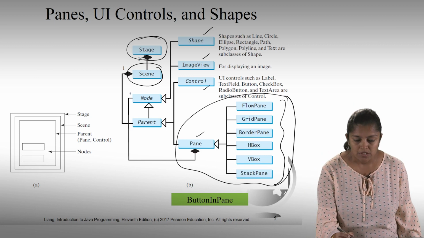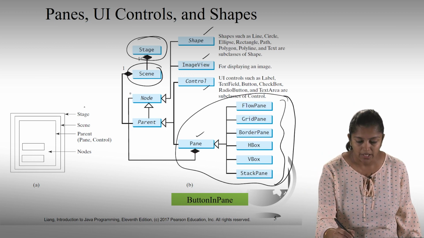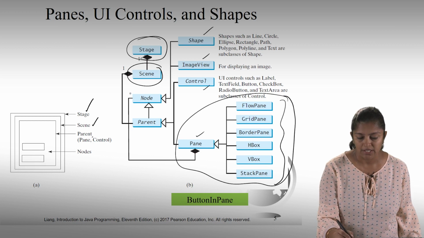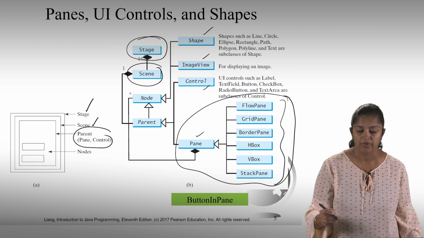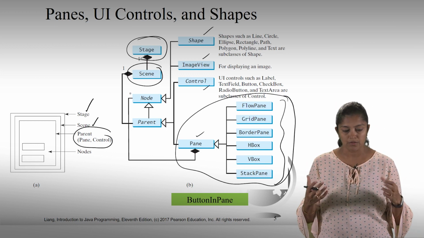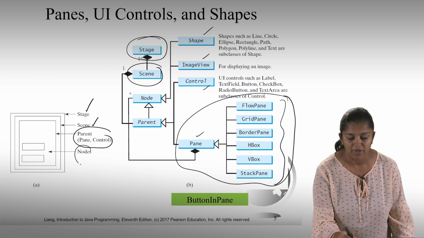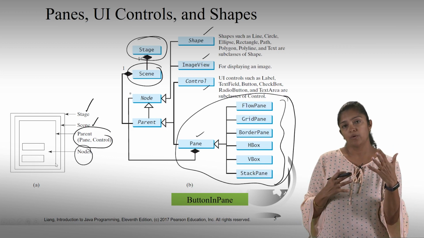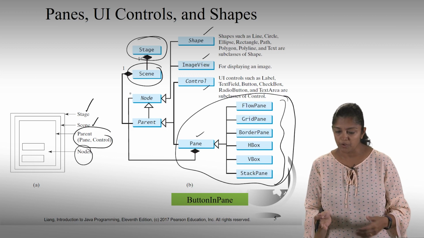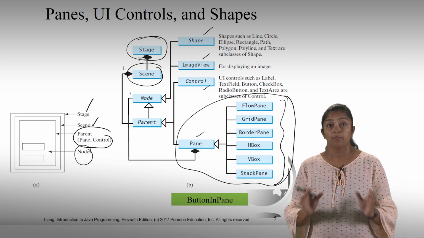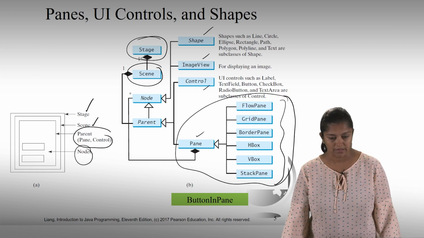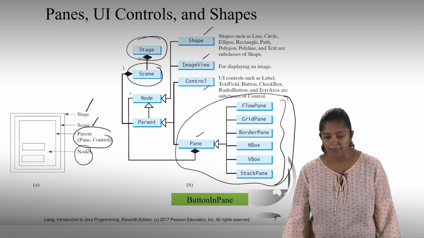So again, going back to the layout, we have our stage, that's the outermost layer, followed by a scene, and on that scene you can have some kind of a container component, a parent component like a pane or a control, and on that you can have multiple nodes laid out based on which pane you're using. So that's how it works. I'm going to show you an example of a button placed inside of a pane this time, rather than just placing it directly on the scene.